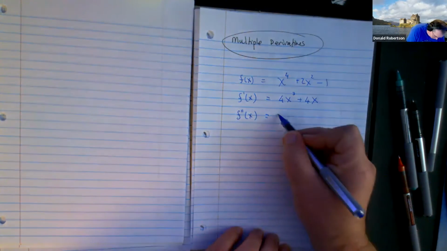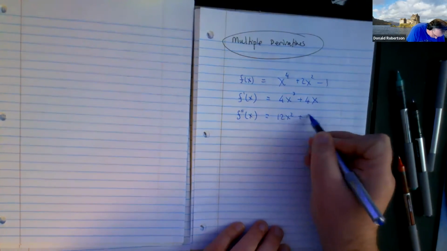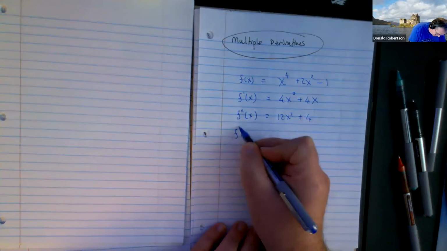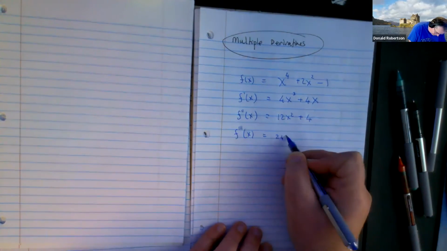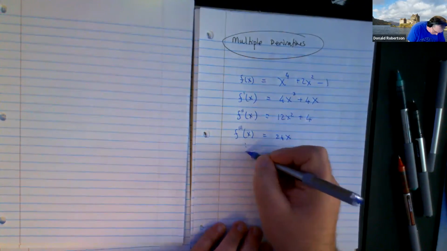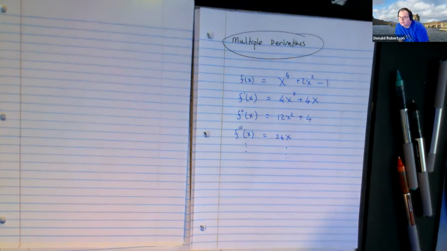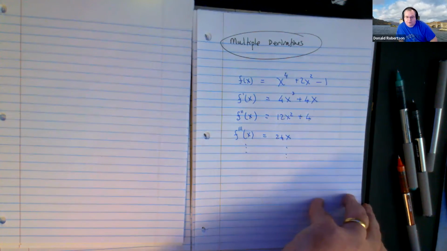So you do the power rule. And I'll do one more. And the third derivative, multiply by the power, reduce the power by 1. Technically speaking, couldn't you just keep going till you get bored? So you could find the 4th, 5th, and 24th derivative if you wanted to.